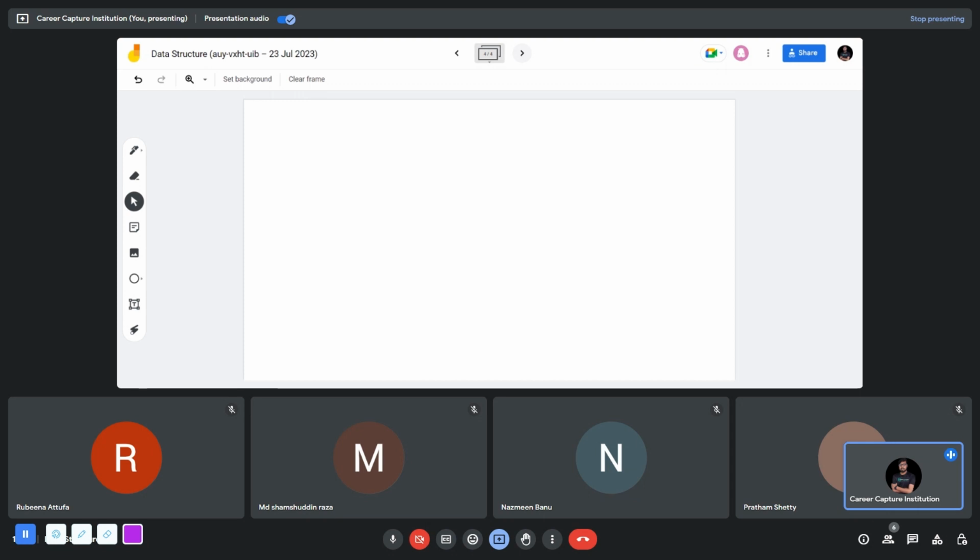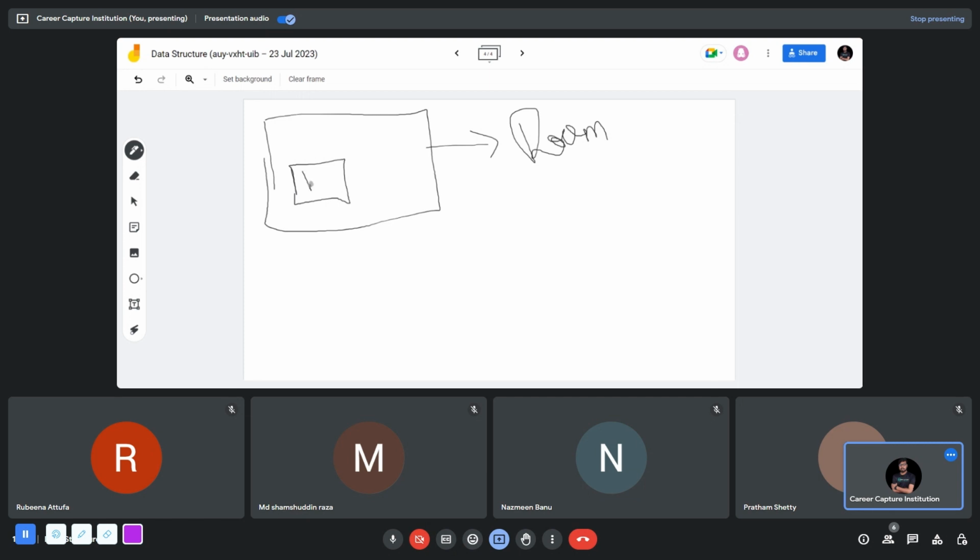Let me give you a simple example to understand. This is my room. Suppose in my room over here, this is my bed.